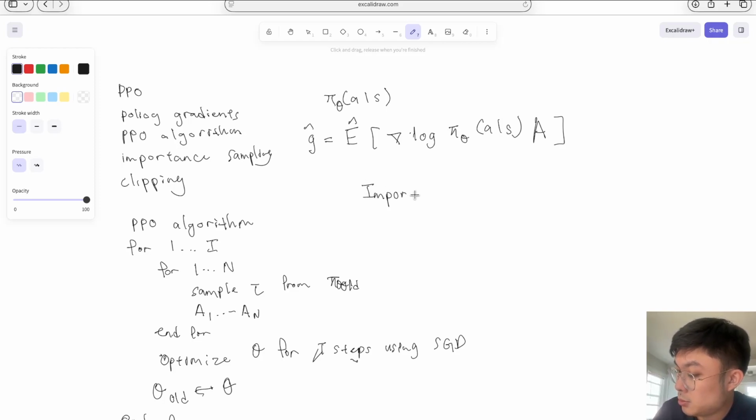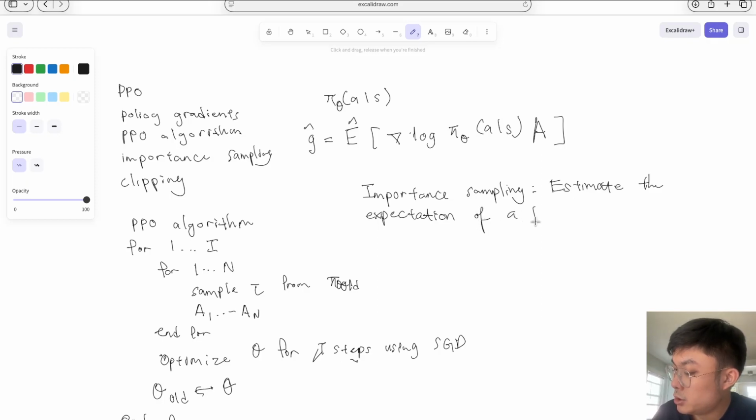So importance sampling allows us to estimate the expectation of a distribution when samples are drawn from another distribution.